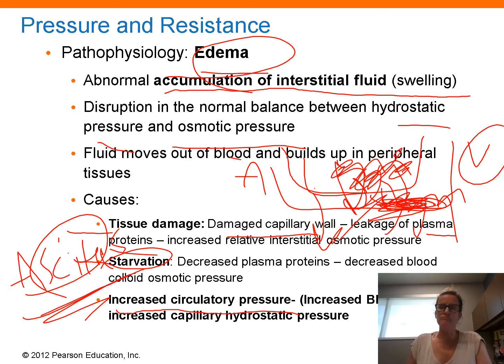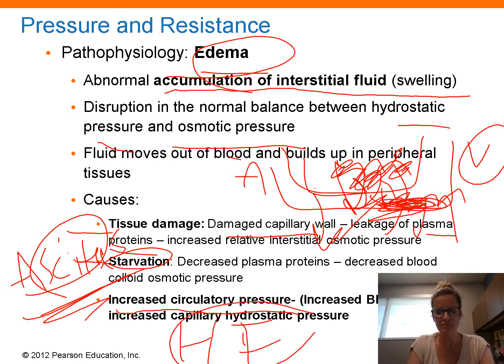Also, heart failure. Heart failure is a big one for causing edema in the lower limbs, like in the legs. We call that pedal edema when it's the feet. Or blood clots. Blood clots can also associate or cause edema.